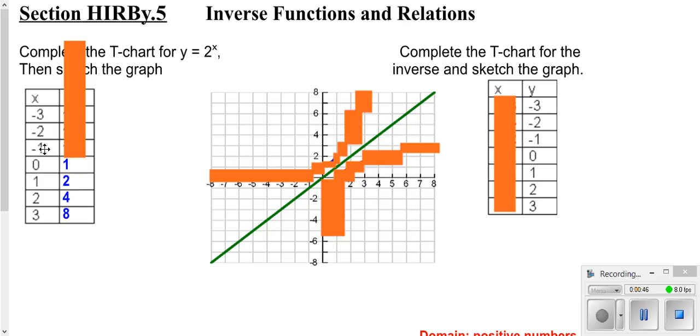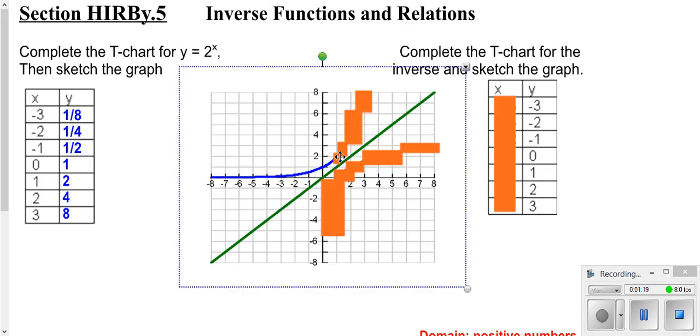Then I'd have 2 to the negative 1. Remember, a negative exponent takes it and puts it in the bottom, so it'd be 1/2. But you can also take a look at the pattern here of 8, 4, 2, 1. In other words, you're dividing by 2 each time. So you'd plug in negative 2, 2 to the negative 2, you know it would be 1 over 2 squared, which is 1/4. Once again, you're dividing by 2 or multiplying by 1/2 as you're going this way, and then you get 1/8. If you go ahead and plot those points, you would get this blue curve.